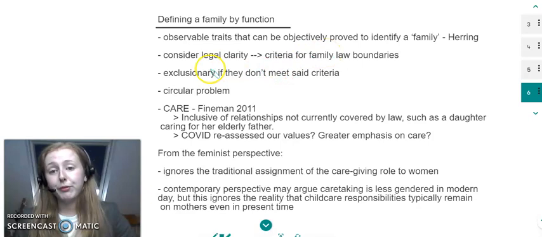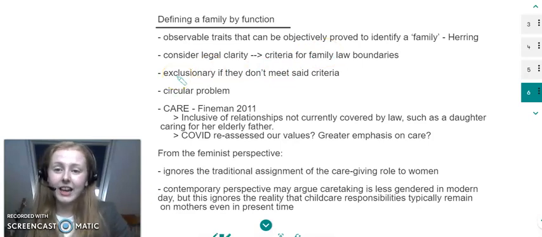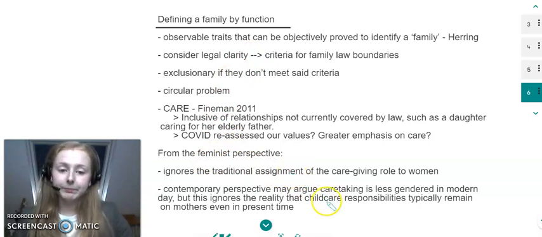And then there are further disadvantages, like if it's exclusionary, if they don't meet said criteria, and that creates a circular problem. So that still does not change the issue that we currently have, that defining a family is hard. Just as a quick next point, if you're taking the perspective of one of the other theories to analyse this one, you would take the feminist perspective and say, well, the family of function still ignores the assignment of care to women. And then you could analyse that and really bring yourself into the higher marks.